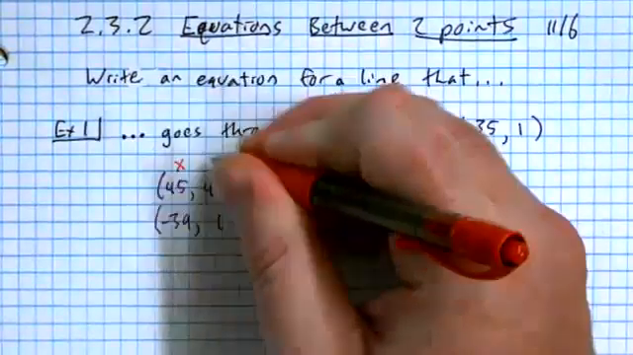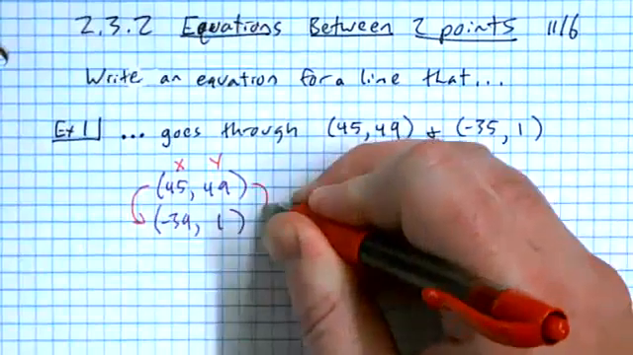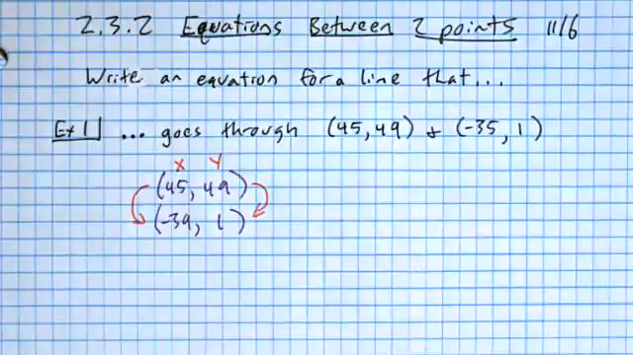I like to label x and y. Figure out, how do I get from 45 to negative 35? How do I get from 49 to 1? Find me that change in x and that change in y.